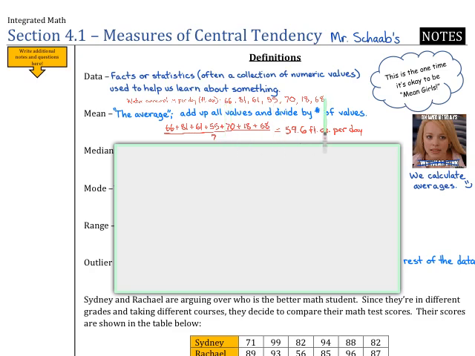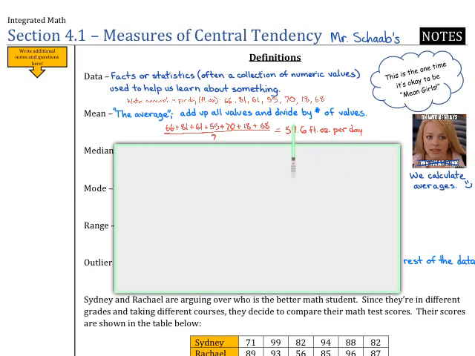Okay, from looking at these numbers, do we really know if we're drinking 64 ounces per day? No, not really. Some of them are above, some are below. We could maybe make a guess, but we don't know. The mean tells us how much we're drinking per day. So if we find the mean, it tells us, okay, we're drinking 59.6 fluid ounces per day.